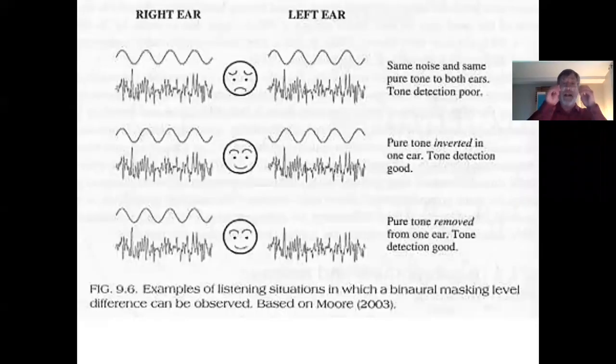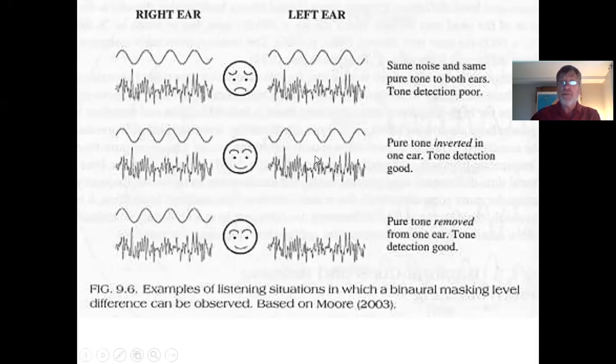And when is the guy unhappy, and when is he happy? Okay, he's unhappy if the sound he wants to hear is identical in both ears, and if the noise he's hearing is identical. So if there's no difference in the phase of the speech and the noise, he's going to have a harder time picking out the speech.